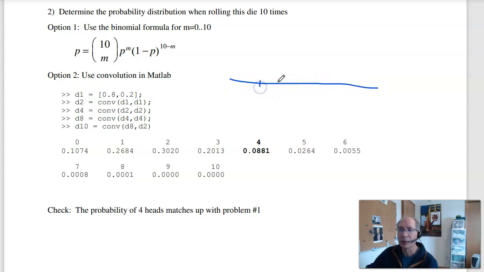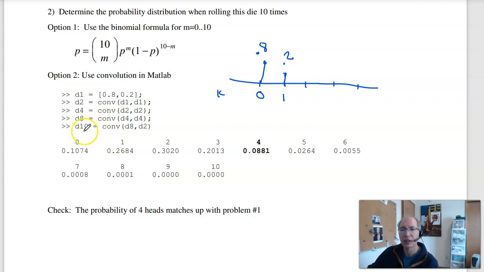I've got my k-axis, or time axis, success axis. When k equals 0, I've got 0.8. When k equals 1, I'm at 0.2. So that's for a single die. Convolve that with itself, I have 2 coin flips. Convolve 2 and 2, I get 4 coin flips. 4 and 4, I get 8 coin flips. 8 and 2, I get 10 coin flips.